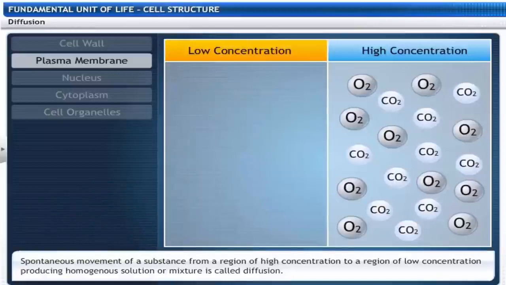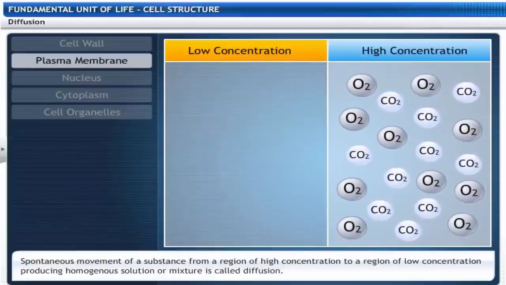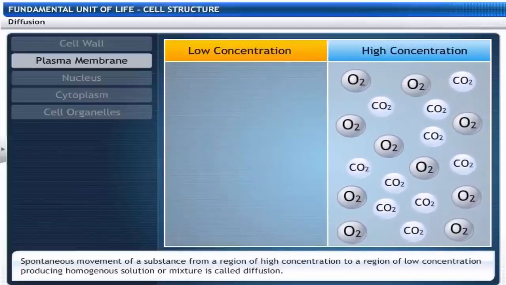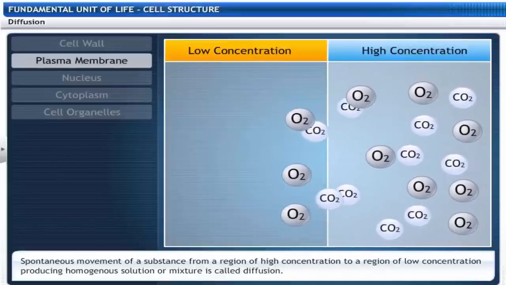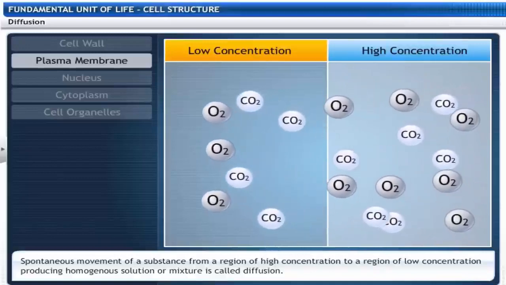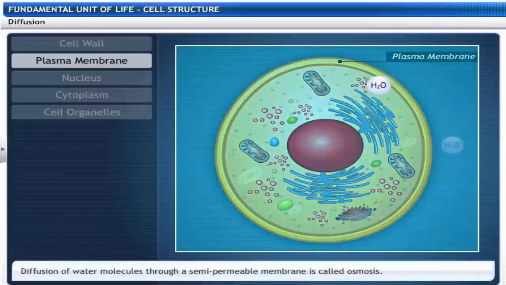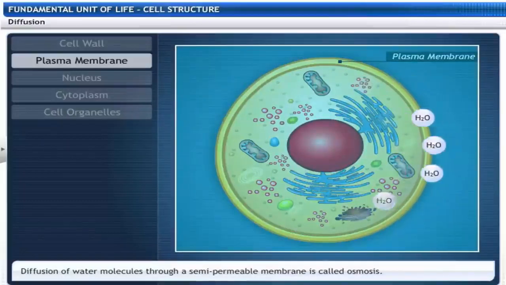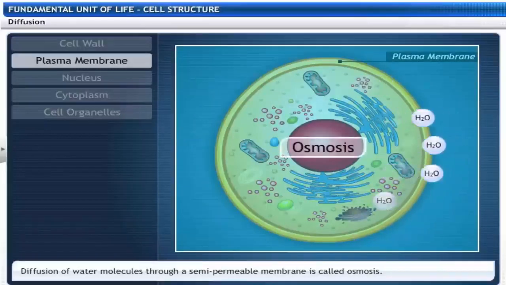There is spontaneous movement of gases like carbon dioxide and oxygen, from a region of high concentration to a region of low concentration to form homogeneous solutions through diffusion. The diffusion of solvent molecules through a semi-permeable membrane from a region of low concentration to high concentration is called osmosis.